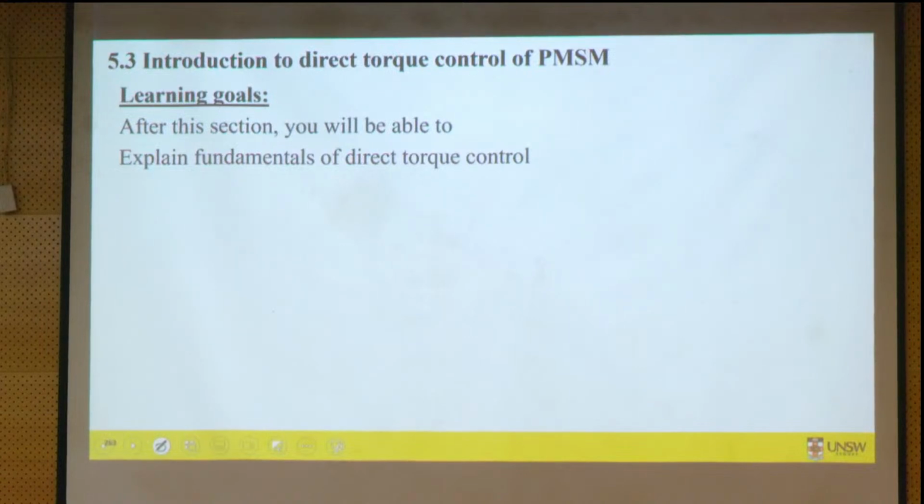11:50, so we don't have a break at all. Okay, then fine. We'll move on then. Usually we take a break at this point.